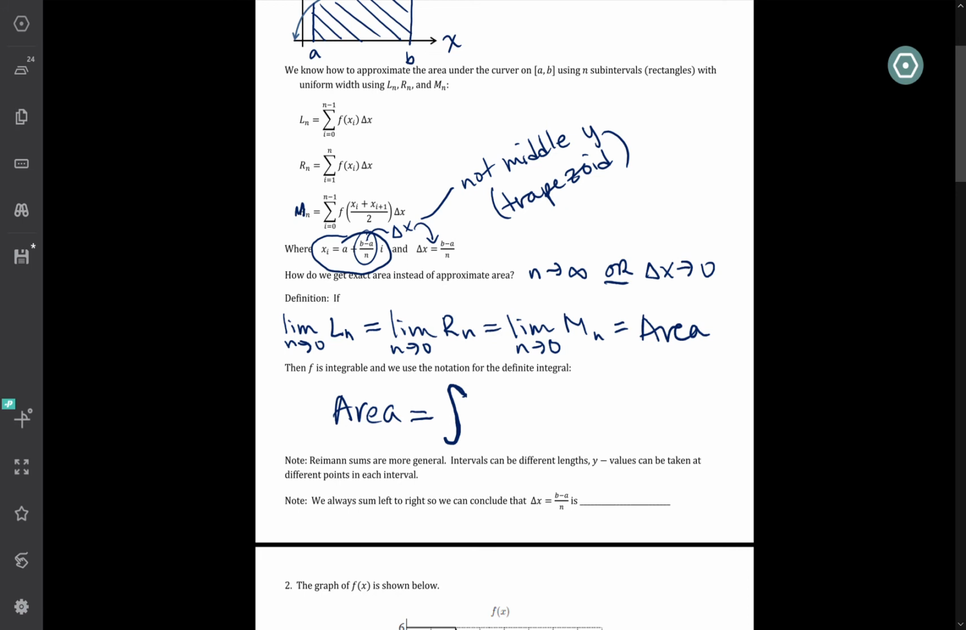Ooh, you know what? I think I even want to sneak something in here. I'm going to write out one of these sums, we'll just use left. It doesn't matter which one. I just want to be able to point a couple of things out. Sorry if you're writing and I'm making a mess. The sum from i equals 0 to n minus 1 of f of x_i times delta x. If we take this and we let n approach infinity, then that should be our exact area.